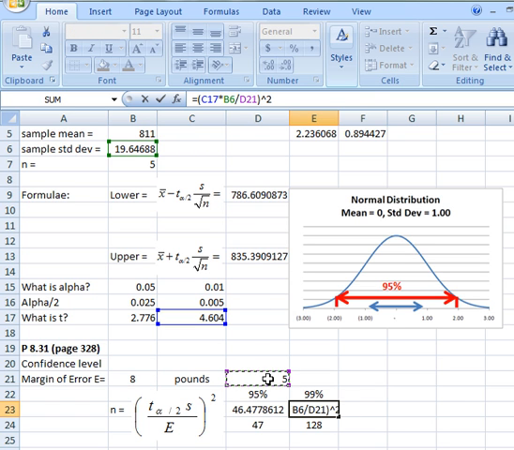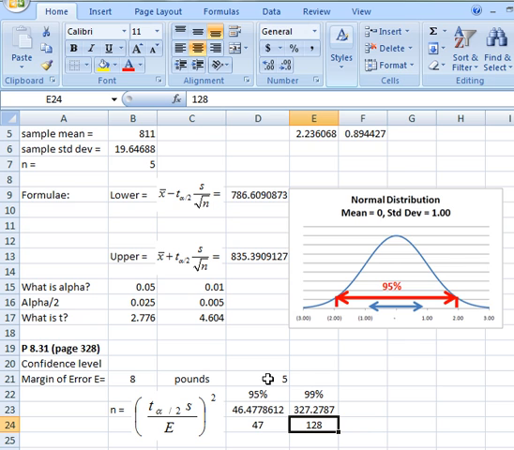I'd like to have a nickel for every time someone does something. Oh, there we go. 328. So it's going to take a sample size of 328 to narrow this range to plus or minus 5 pounds, down from plus or minus 8, and to be 99% confident rather than 95. So you get a feel for how these things go.